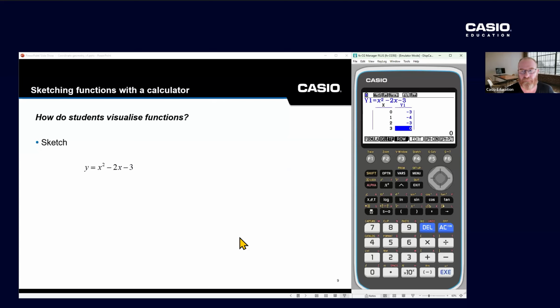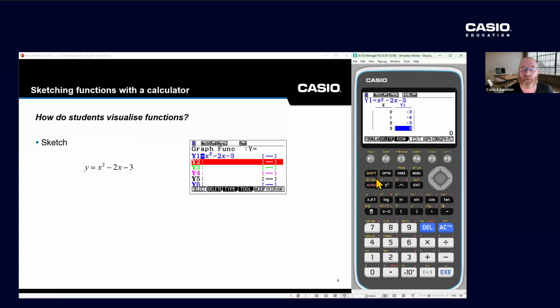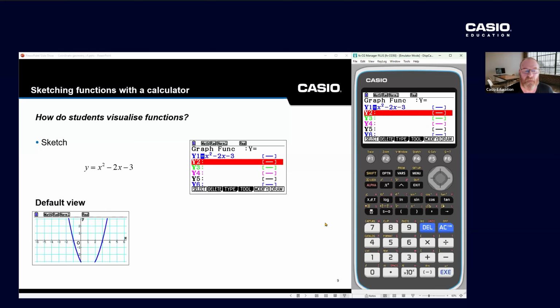So sticking with the quadratic, you need to go to graph mode. So that would be menu, and then graph has got the shortcut 5. You get to the graph mode, so the function editor list, and you'll notice that the functions have been carried forward between both graph mode and table mode, so you don't have to re-enter. So it's already there, and if you choose draw, that's F6, you will get your default view for the handset.